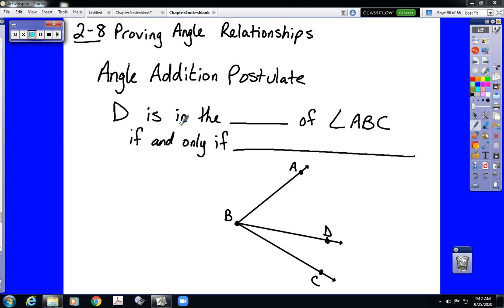Okay, ladies and gentlemen, welcome to the 2-8 video lesson. This is the final lesson of Chapter 2. This lesson is going to take the information that we learned back in Chapter 1, Section 5 about angle pair relationships and start to apply those rules to proofs.